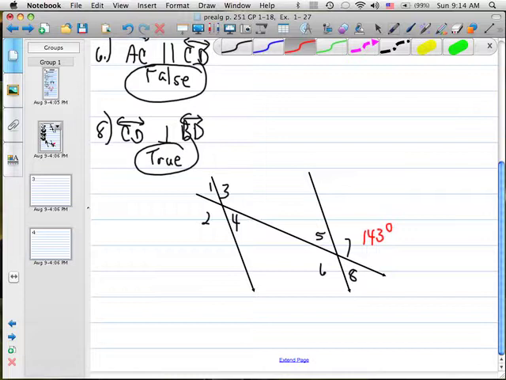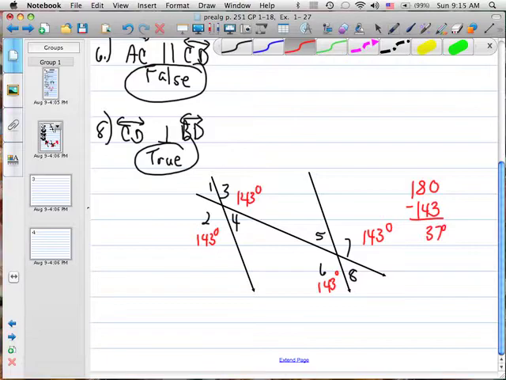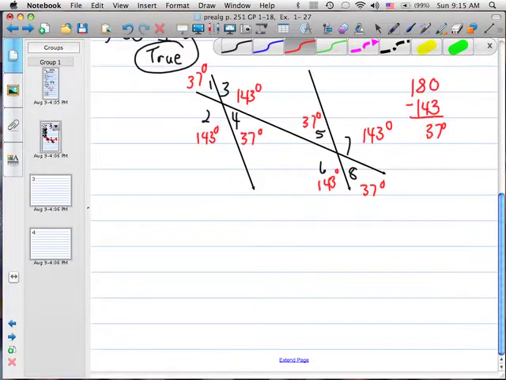7 and 6 are vertical, so that's 143 degrees. 7 and 3 are corresponding angles, that's 143. 2's across from 3, they're vertical, 143. And then we just need to find 8, and we know 7 and 8 make 180 degrees or supplementary because that's a straight line. So we take 143 from 180, and we get 37 degrees. So angle 8 is 37, 5 is 37, 5 and 4 are alternate interior, so those are 37, and 1's across from 4, that's 37. So we have all the angles we need, measurements.